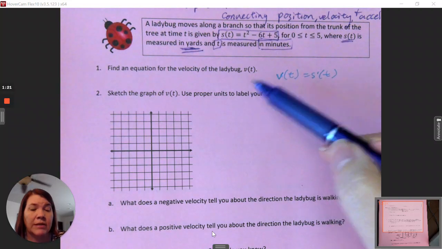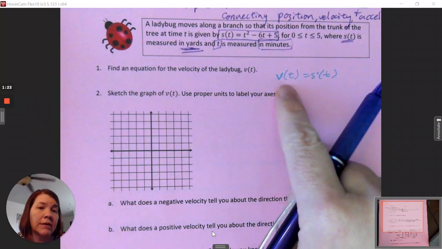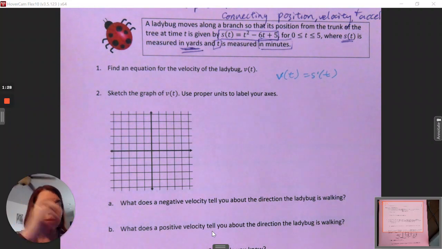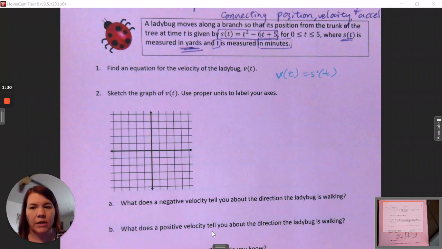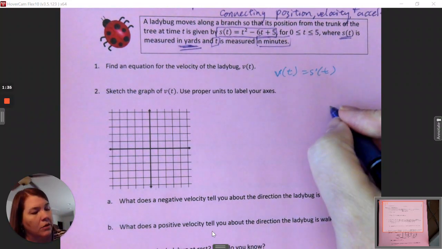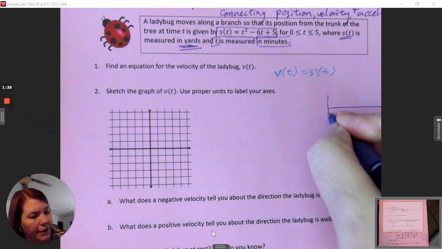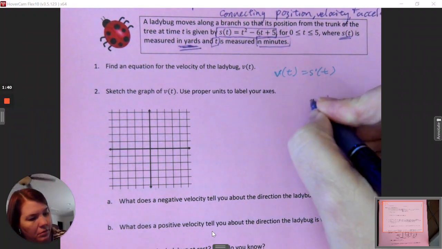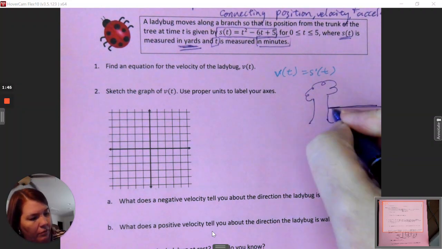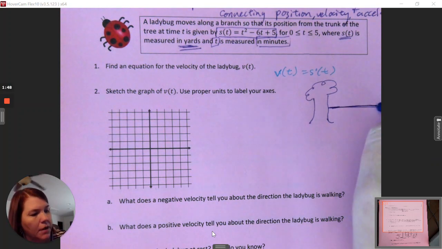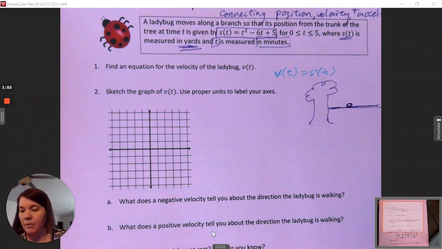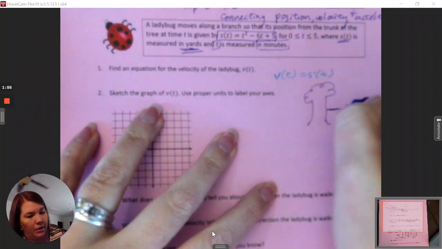Find an equation for the velocity of the ladybug. Now we know that velocity is equal to S prime of t, but before we do any of that, let's talk about what's happening in this problem. So we have a ladybug crawling on a branch, and if I was any sort of decent artist, this would be a better picture, but you're going to have to bear with me. So we have a branch on a tree. So this is my branch, so we can talk about it. See why I'm a terrible artist? And on the branch, we have a ladybug. There's my bug. Let's make her red, because she's a red ladybug.